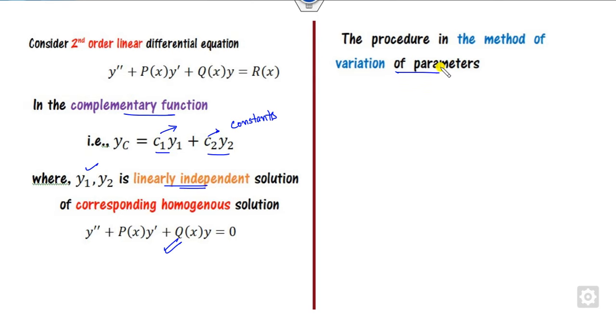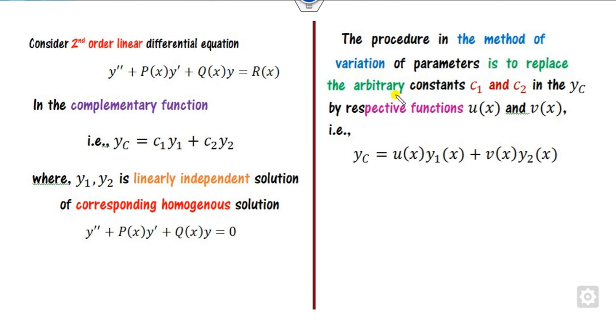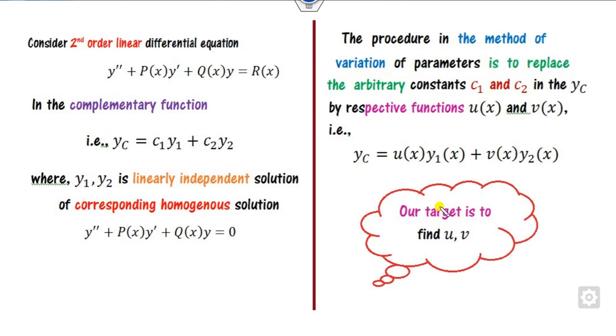But in this method, instead of taking them as constants, we will replace the arbitrary constants c1 and c2 with respective functions of x, which I call u and v. I replace the constants with functions. Then our target is to identify u and v. Once they are functions of x, what are the values of u and v?